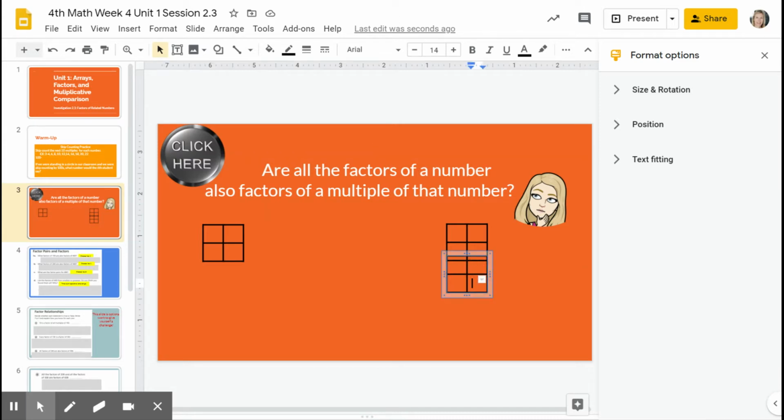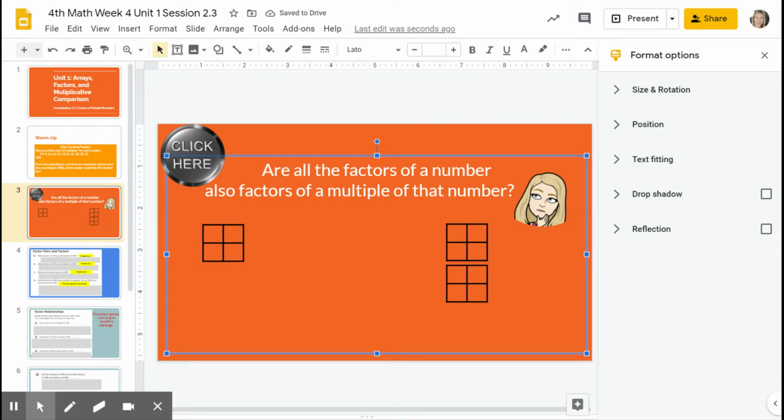So when we're thinking of factors and multiples, those are the concepts we need to remember. What a factor is and what a multiple is. Look at today's question. Today's question is, are all the factors, not some, it says, are all the factors of a number also factors of a multiple of that number? Now, I realize that question can be really confusing, so that's why we started with looking at factors and multiples, reviewing what those are. And then let's go ahead and look at the question again. Are all the factors of a number also factors of a multiple of that number?